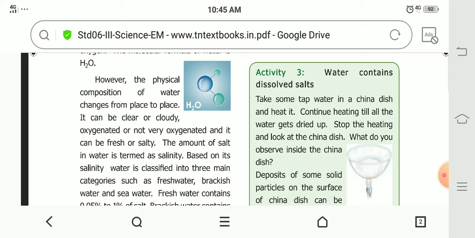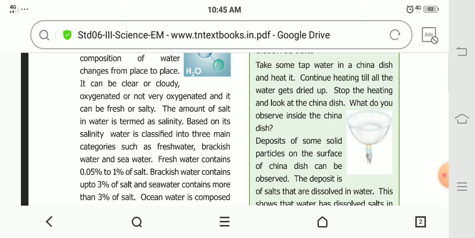However, the physical composition of water changes from place to place. It can be clear or cloudy, oxygenated or not very oxygenated, and it can be fresh or salty. This water is of two types: fresh water and salty water. The amount of salt in water is termed salinity. Salt water is otherwise named saline water.